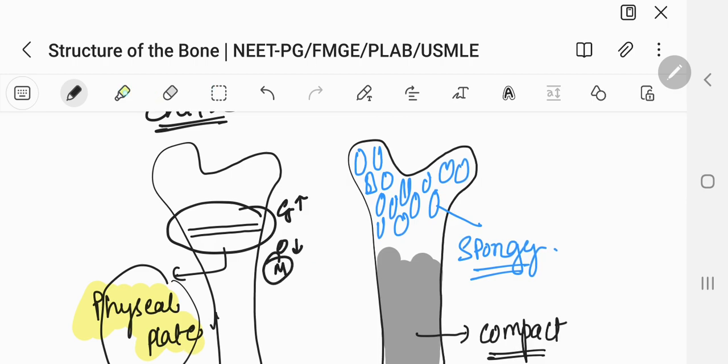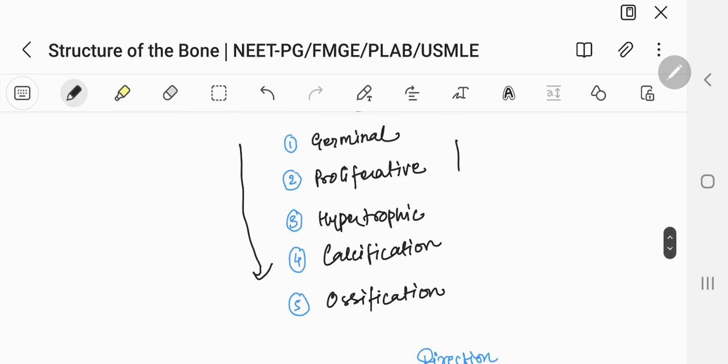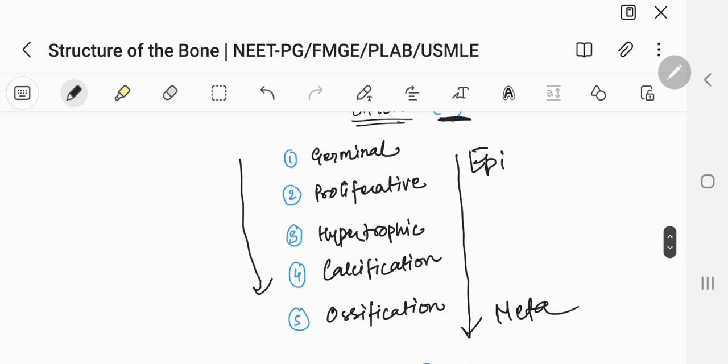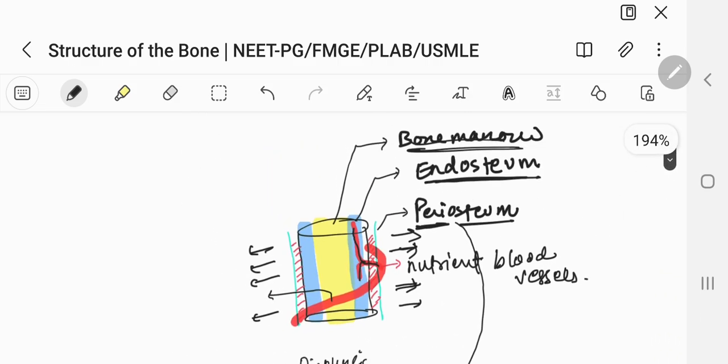So what is the direction of growth here? From germinal to ossification, right? So the direction of growth, if you see here, this is the epiphysis and this is the metaphysis. So the direction of growth in this case would be from the epiphysis to the metaphysis. All of these are questions that have been asked in previous examinations.